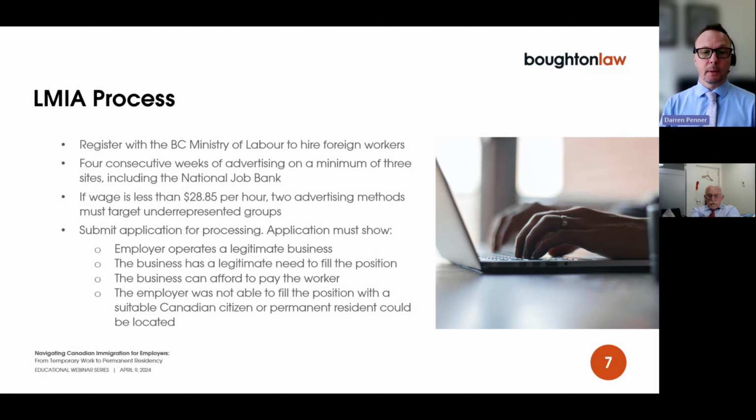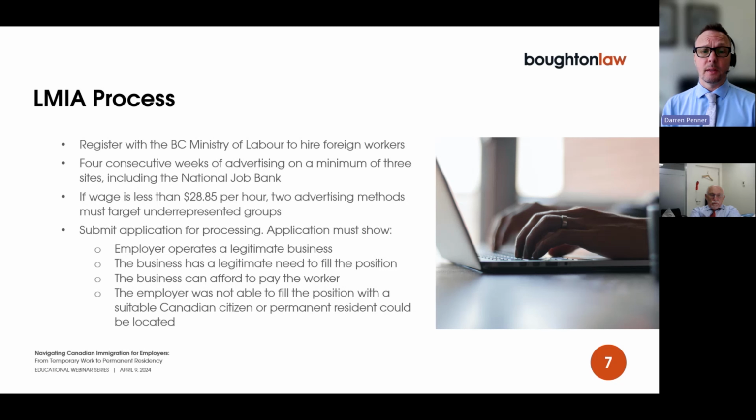Generally speaking, in an application, you're going to need to show that the employer operates a legitimate business. There are very specific documents that Service Canada asks for, so that's not one that we usually have to spend a lot of time sweating out. We know what they want, and we just ask you. There's usually 2 or 3 options we ask you, and it's pretty easy to provide those.